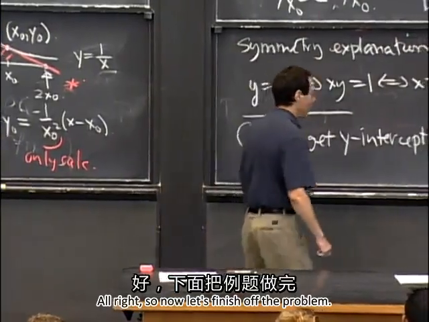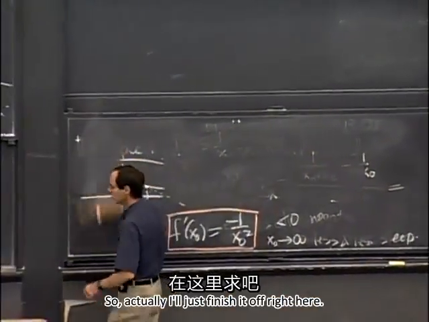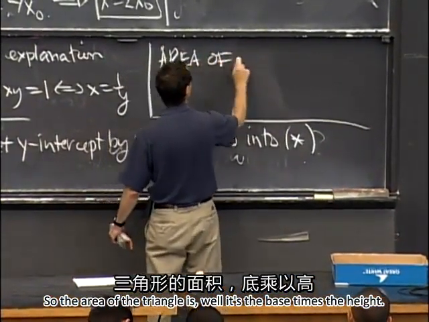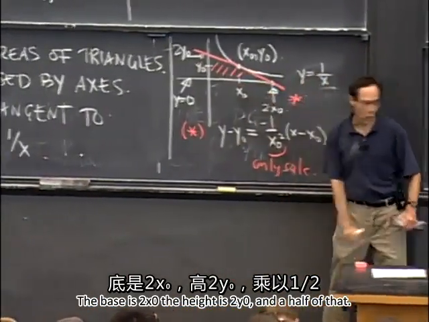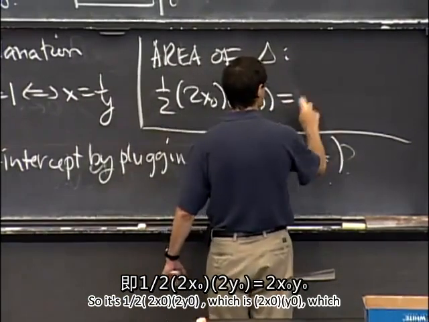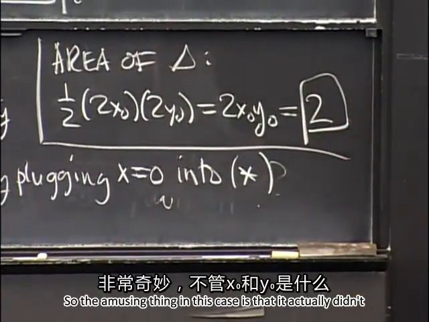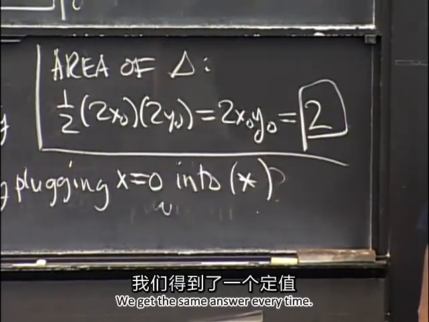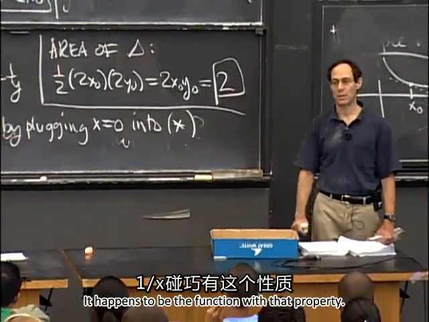So now let's finish off the problem. Let me finally get this area here. So the area of the triangle is, well, it's the base times the height. The base is 2x0, the height is 2y0, and a half of that. So it's a half 2x0 times 2y0, which is 2x0 y0, which is, lo and behold, 2. So the amusing thing in this case is it actually didn't matter what x0 and y0 are. We get the same answer every time. And that's just an accident of the function 1 over x. It happens to be the function with that property.